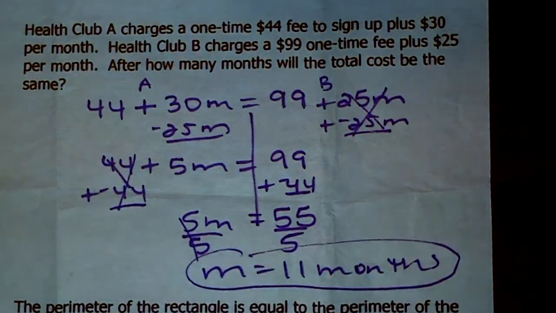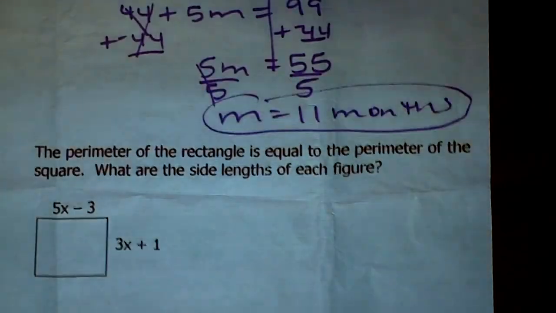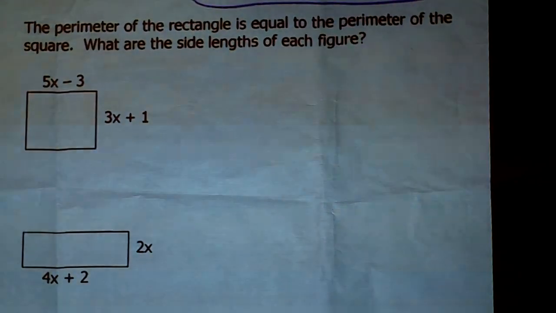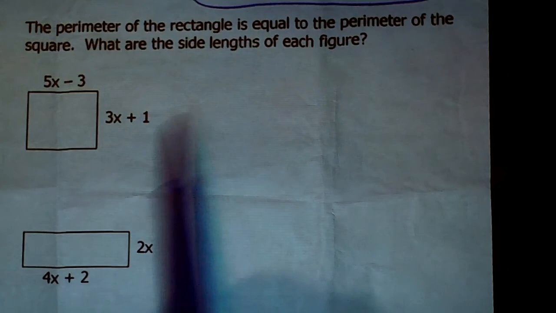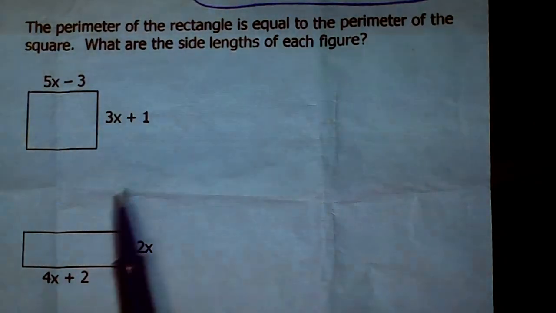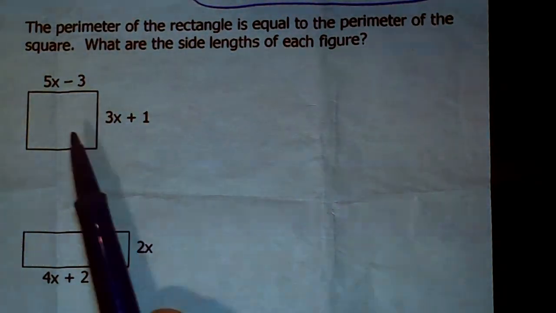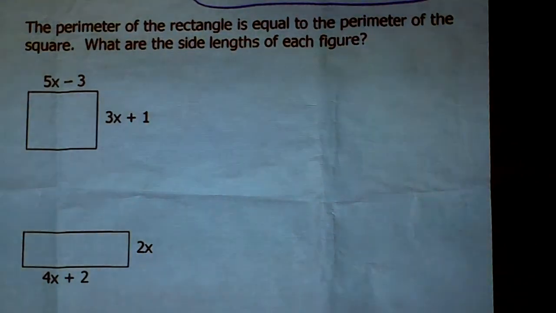Math, real life, it's crazy. It's everywhere. Okay, so a little geometry connection because it's super duper important, especially for you all who are going to take geometry next year. Perimeter. The perimeter of the rectangle is equal to the perimeter of the square. What are the side lengths of each figure? This is going to be a doozy, but it's a fun doozy.